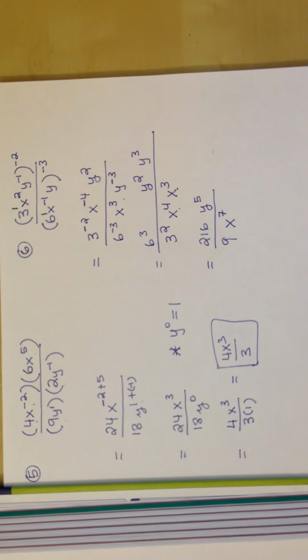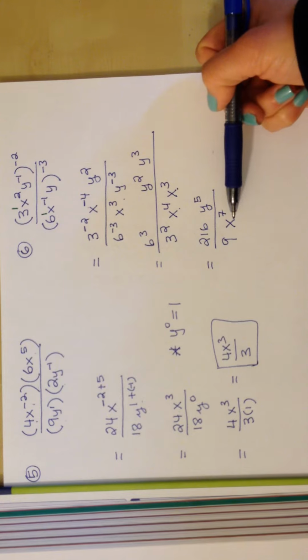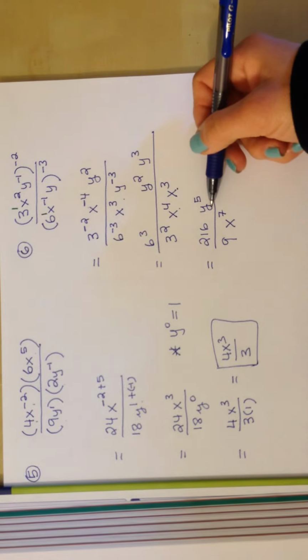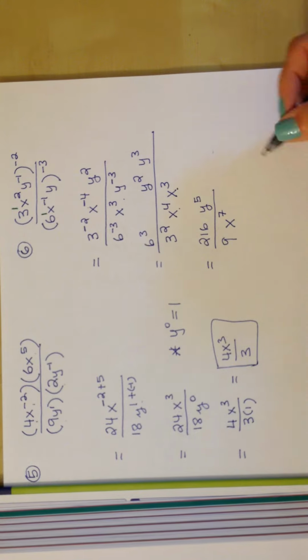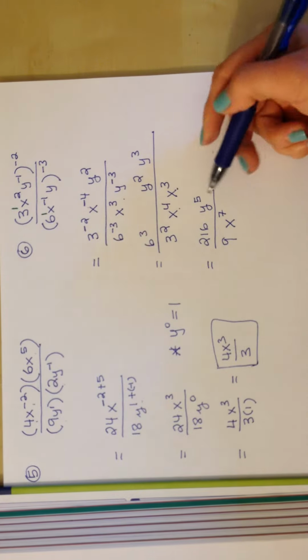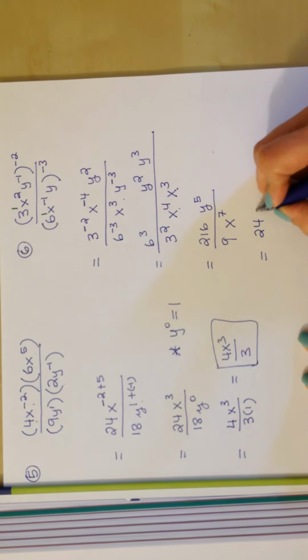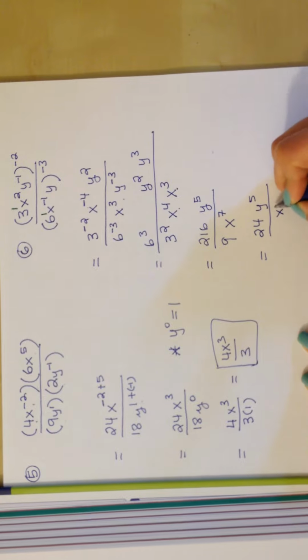The last thing that we want to do is check to see if we can reduce. I'm sorry, if we can reduce 216 over 9. So if you look at this carefully, we can actually reduce both of these numbers by 9. So 9 goes into 216 24 times, and 9 goes into 9 once. So my final answer here is going to be 24 y to the fifth over x to the seventh.